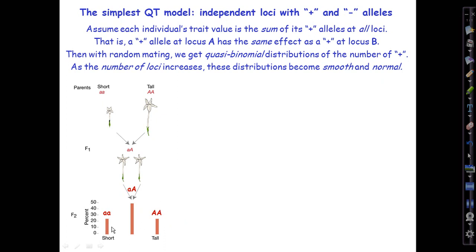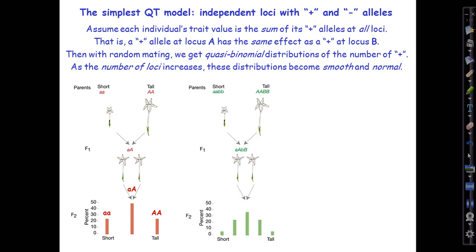And look what we've got. We've reconstructed the short parental line and the tall parental line, and we have 50% of the F1 type genotype and phenotype as well. And notice this is already looking almost like a normal distribution. It is at least humped in the middle. Okay, so you see where this is going.